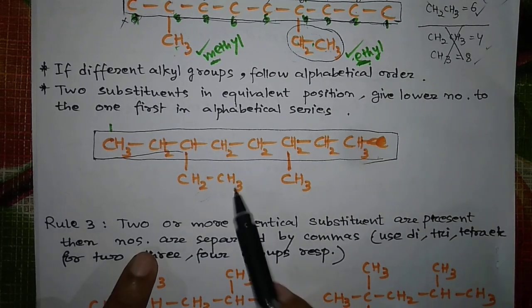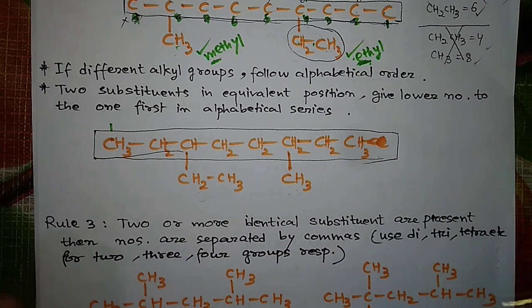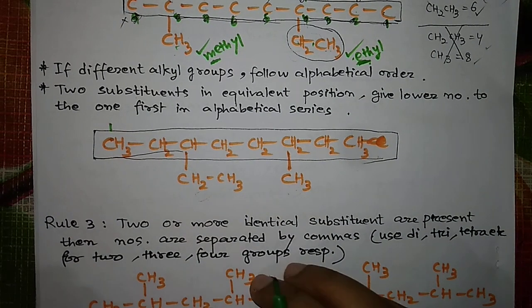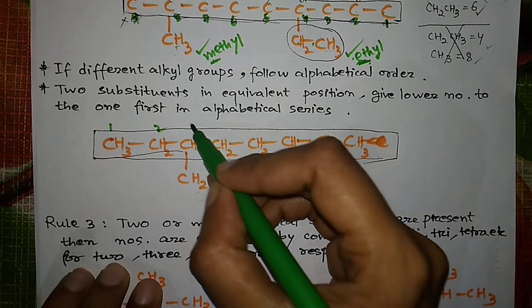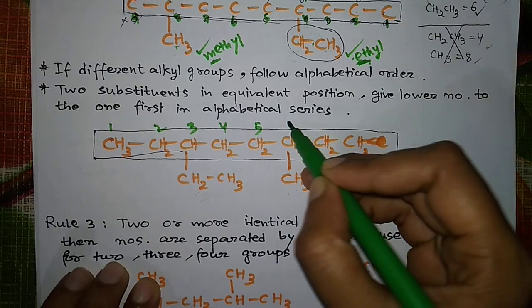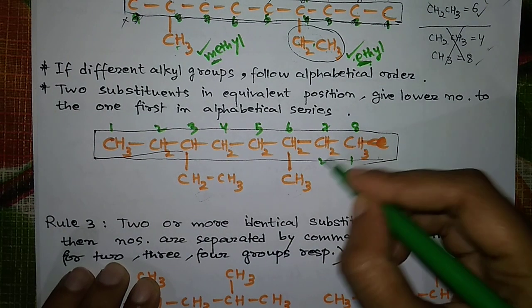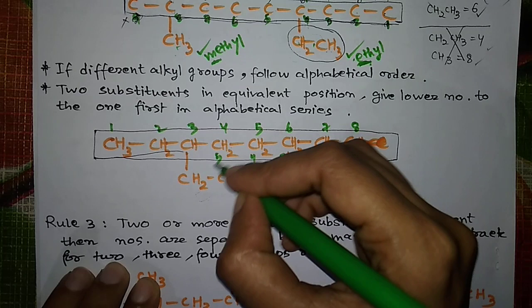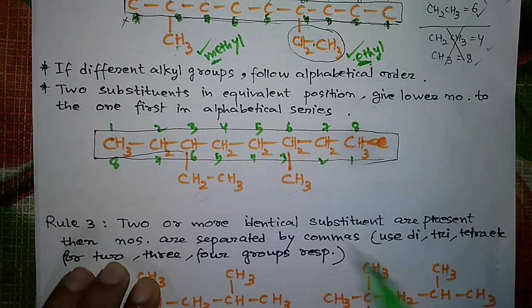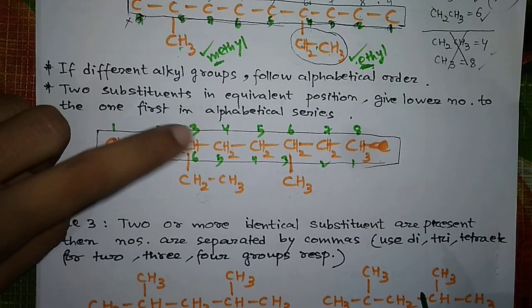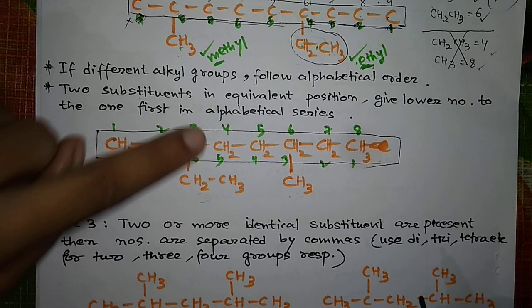So all these are what? Substituent. These are what? Substituent. Whatever are left is the substituent. So number 1 2 3 4 5 6 7 8. If we number from right to left, 1 2 3 4 5 6 7 8. So what do we see that when we number from left to right, what happens?